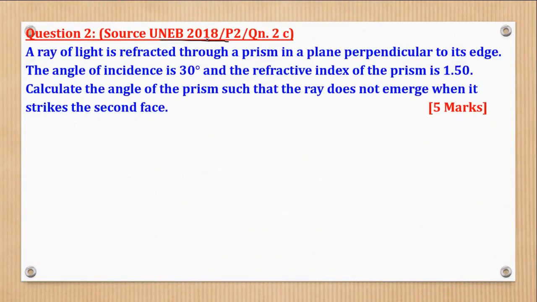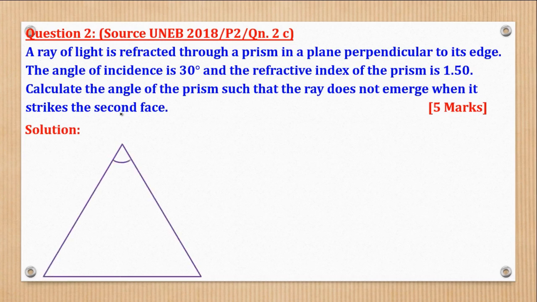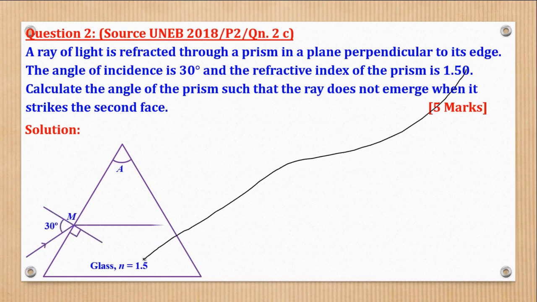Question 2 came from UNEB 2018, paper 2, question 2c. And it says, a ray of light is refracted through a prism in a plane perpendicular to its edge. The angle of incidence is 30 degrees, and the refractive index of the prism is 1.5. Calculate the angle of the prism such that the ray does not emerge when it strikes the second surface. So I need to make an illustration of what is given. So n_g is 1.5. Then the angle of incidence is 30.